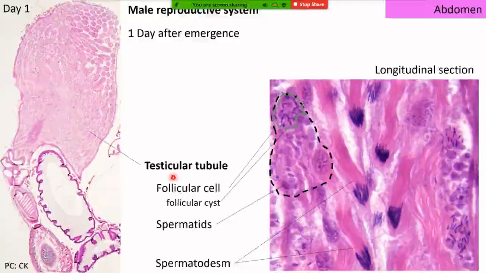If we were to look at the same testicular tubule, but further down the line in a longitudinal section, this is what we would see. So remember these clusters of sperm, these are the spermatodesms that are making their way from the testes into the seminal vesicles. But also in this image, we can still see the follicular cells that are still quite plump and still have those follicular cysts with a cluster of sperm that are in a similar stage of their development.